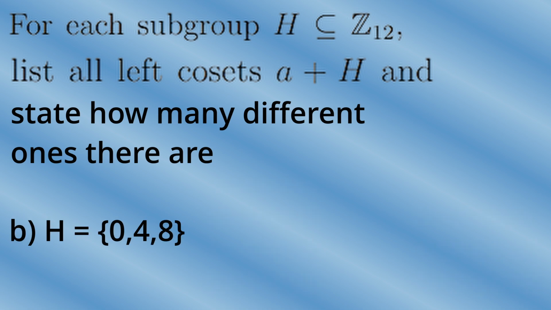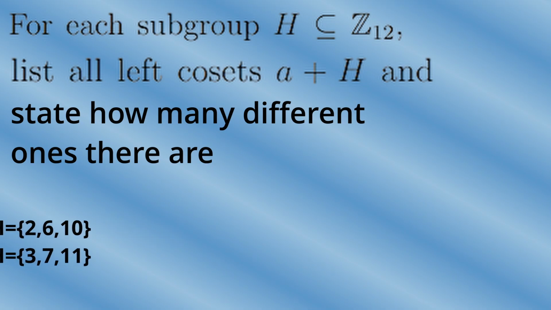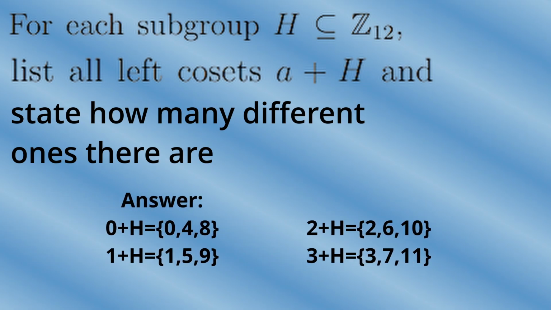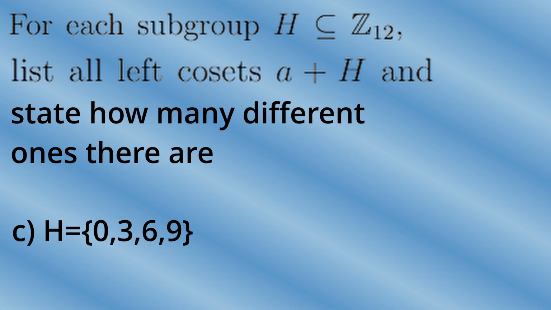B, H equals {0, 4, 8}. The cosets are {0, 4, 8}, {1, 5, 9}, {2, 6, 10}, and {3, 7, 11}. That's 4 cosets, each of size 3. Now it feels like we've divided the clock into quarters. Every 3 steps you land in the same coset. Nice symmetry.